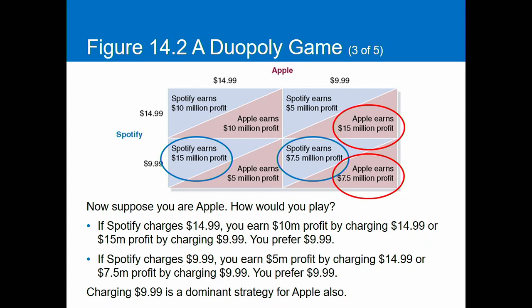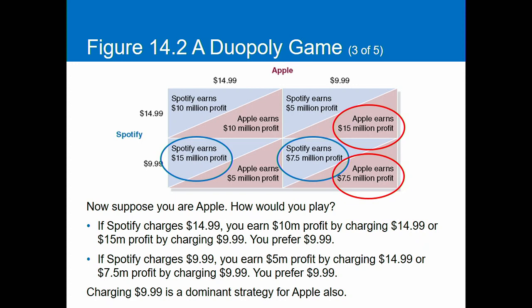Now assuming we're Apple. If Spotify chooses the price of $14.99, Apple can also sell at $14.99 and earn a $10 million profit. Or they could sell at $9.99 and earn a $15 million profit. They prefer to sell at $9.99, the lower price gives them a higher profit.